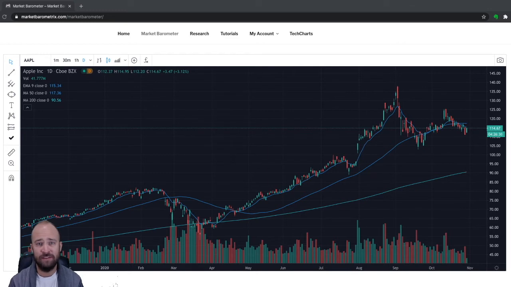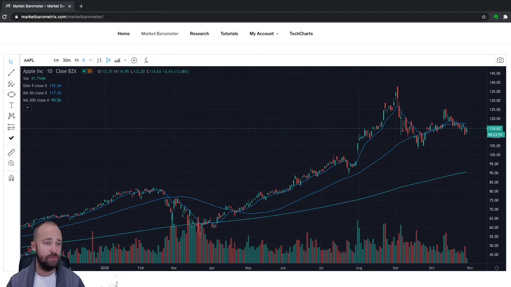Personally, I don't think we have enough information yet to make a sound judgment about how this coiling together of the moving averages and price is likely to break out yet. So let's take a look at the MACD and the RSI and see if we can get any more information that might clue us into the likely future direction of price.